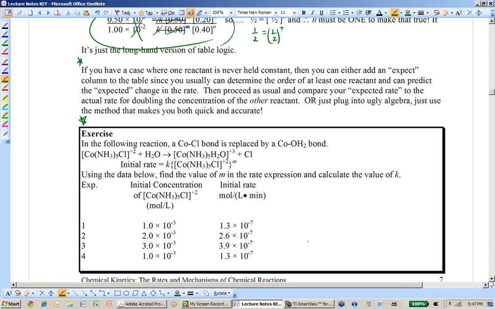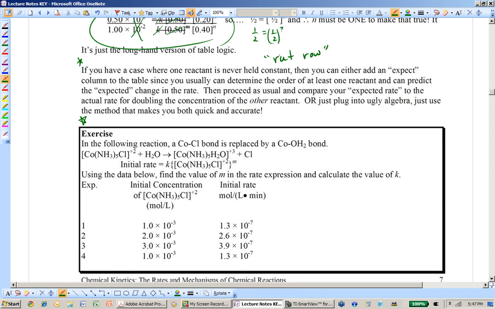All right, so if you have a case in your data tables that you're looking at, and again, what kind of data tables would they be? The headings would say concentration and rate, as opposed to concentration and time, which will be yet another recording with a different kind of rate law called integrated rate law. But I digress. If you have a case where one reactant is never held constant, then it's a rut-row moment. You know that beautiful scientific phrase from cartoon land. Rut-row. We're in trouble now.